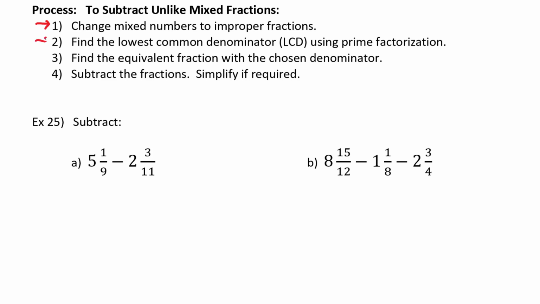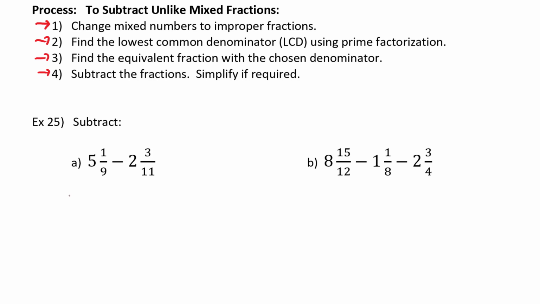We then have to find the lowest common denominator using prime factorization. Once we have equivalent fractions, we can apply the math and then simplify where required. So this is a bit different than adding mixed numbers. That was much easier. This is more challenging. Here we have 5 and 1/9 minus 2 and 3/11. So we're subtracting mixed numbers.